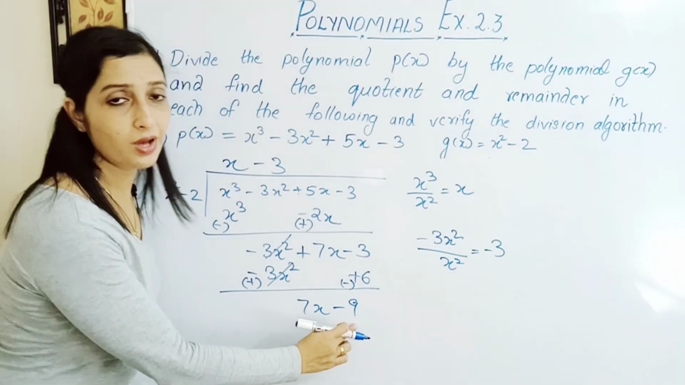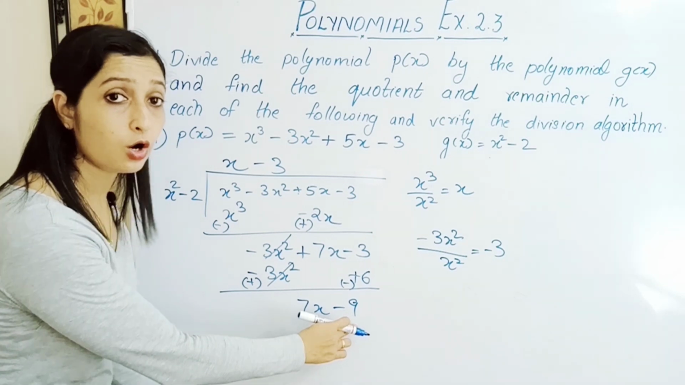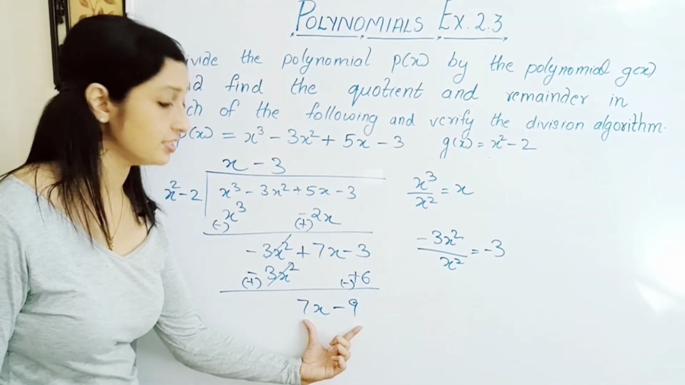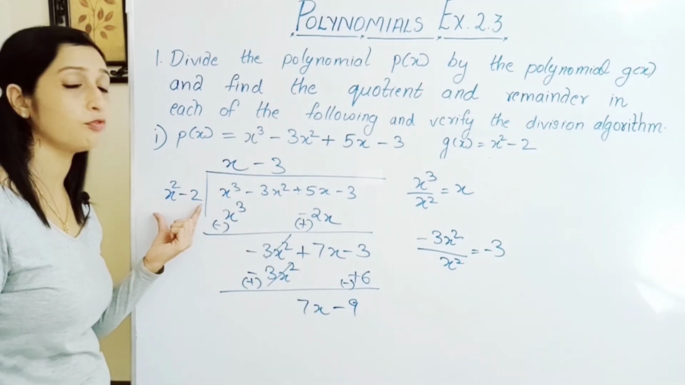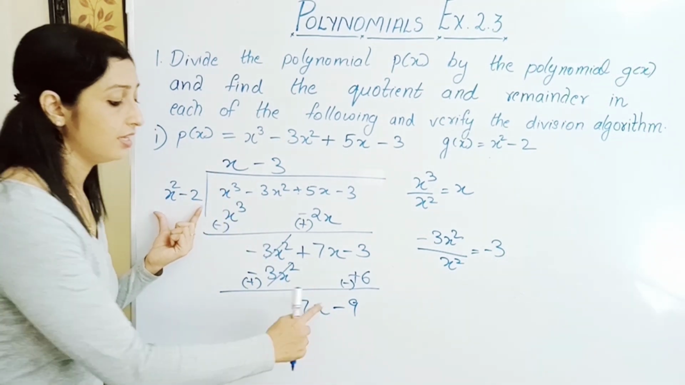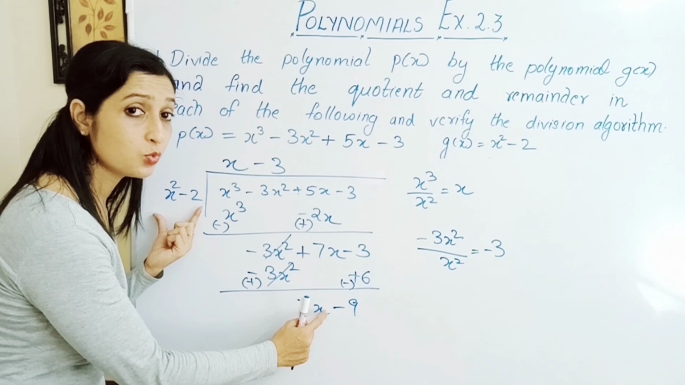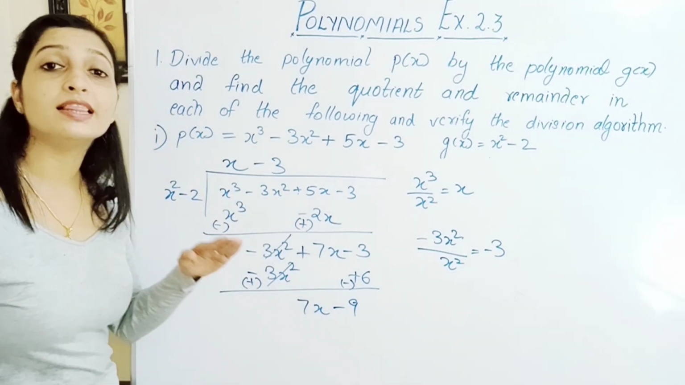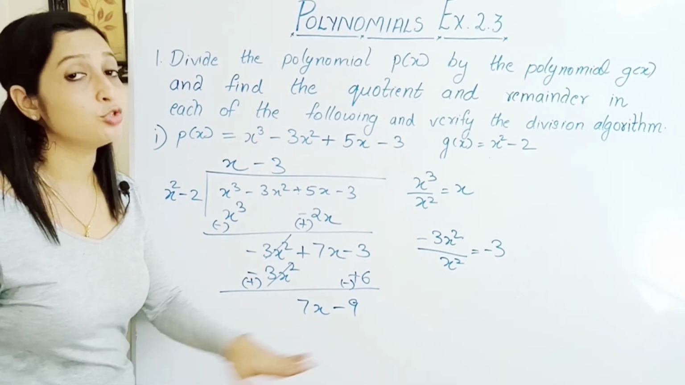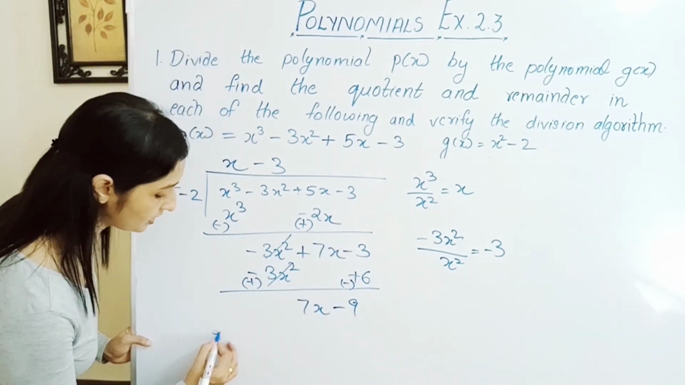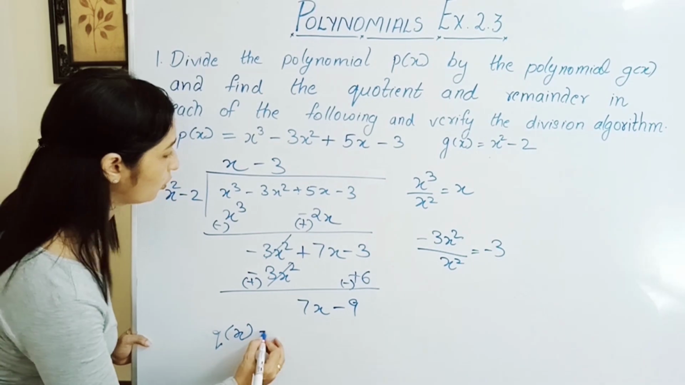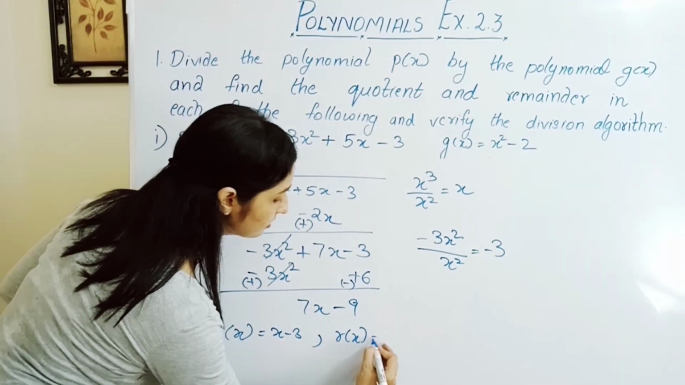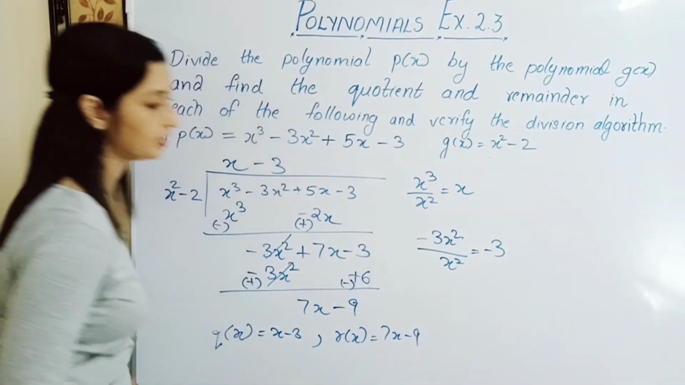Now, we stop our division here. Why? Because the degree of this polynomial, which we have got as a remainder, is less than the degree of our divisor. Here the degree is 1, which is less than the degree of the divisor, which is 2. And then we stop our division. So what have we got? Quotient is equal to x minus 3 and remainder is equal to 7x minus 9.